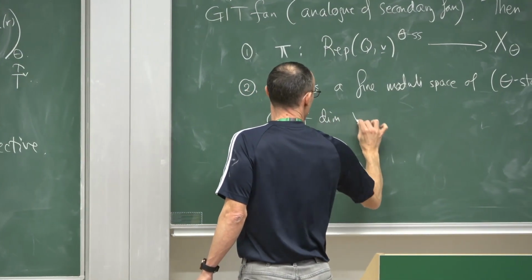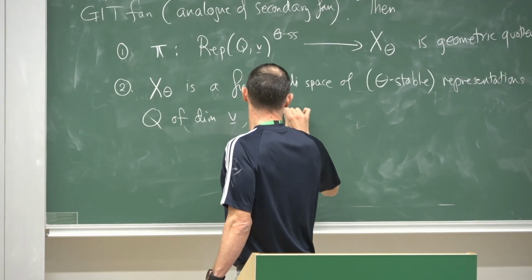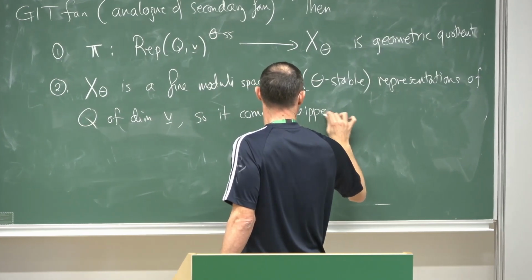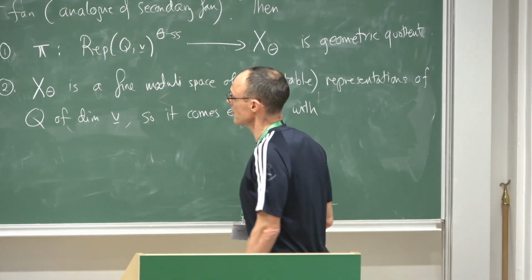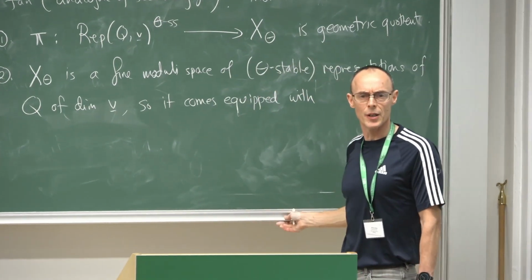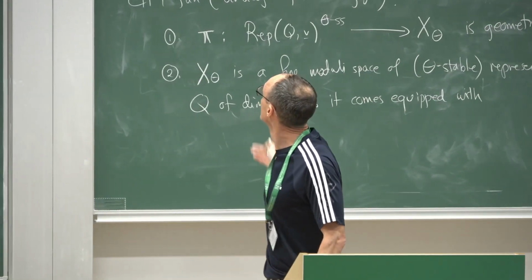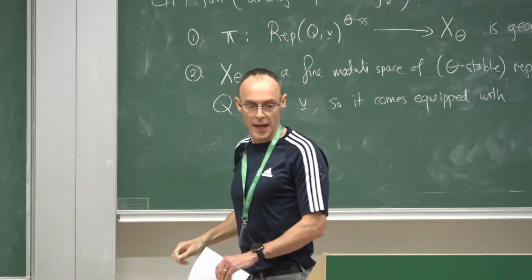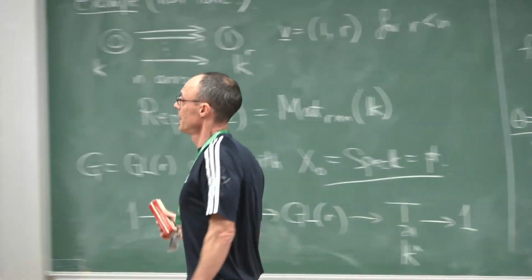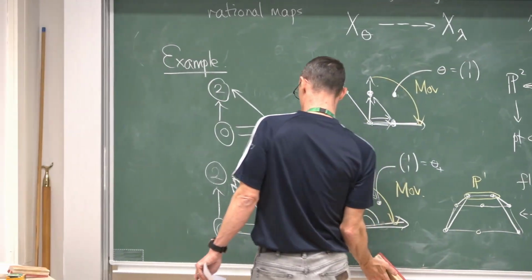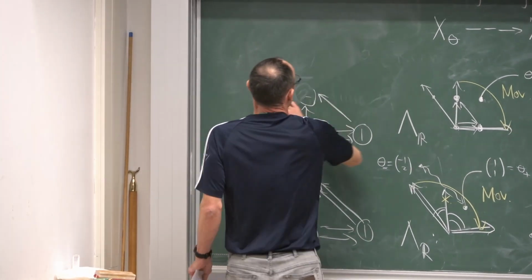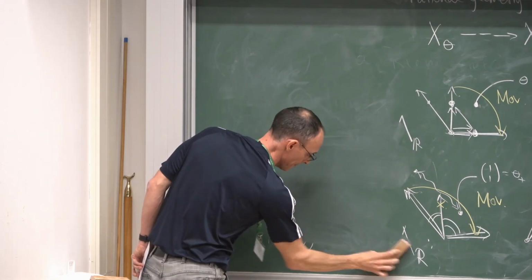But what this really means is that it comes equipped, just as the Grassmannian in that case, with two pieces of data. So a collection of vector bundles, but also morphisms between them.